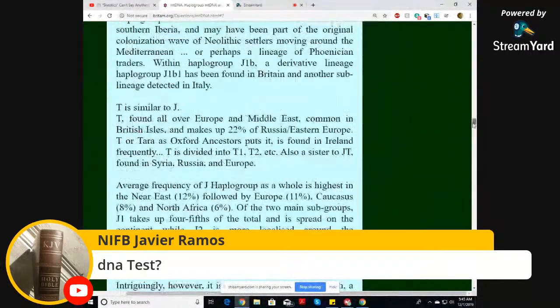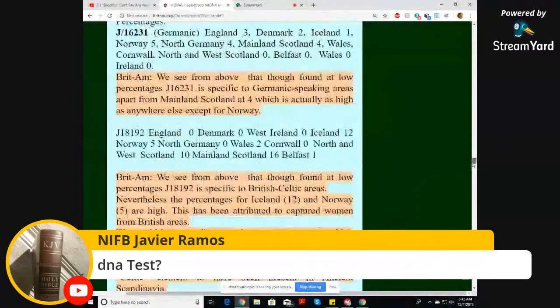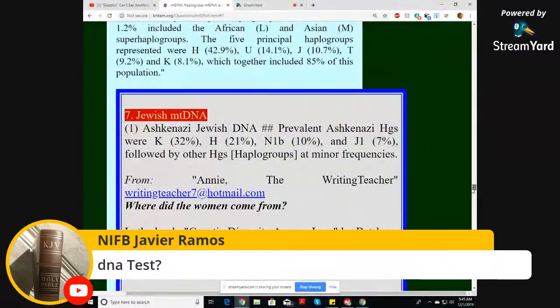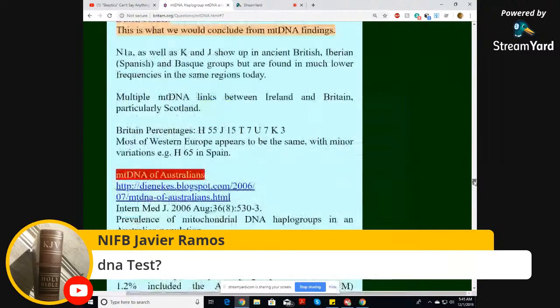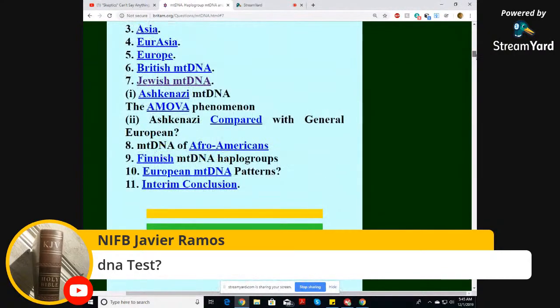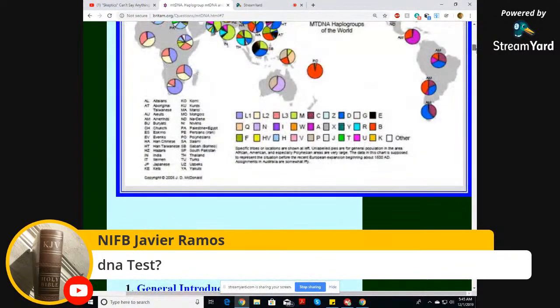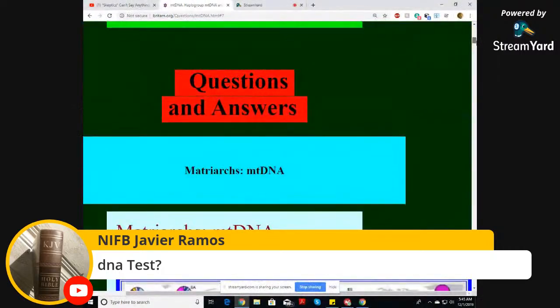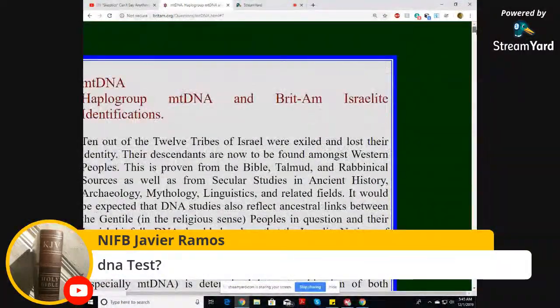The other one was N1B. So we have an N1B, so I have to find... oh, it's N. Okay, so it'd be N, because it's N and everything after N, so it'd be N1B, which is basically Semitic.